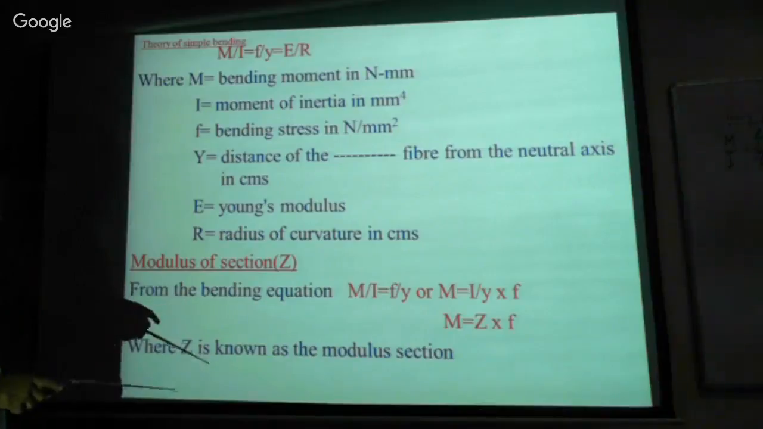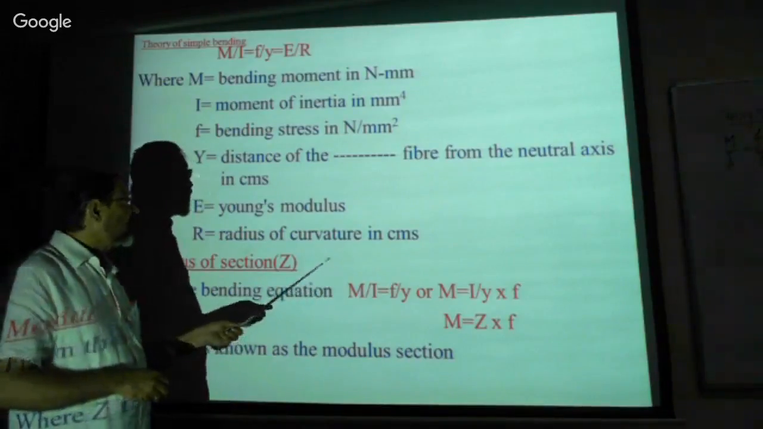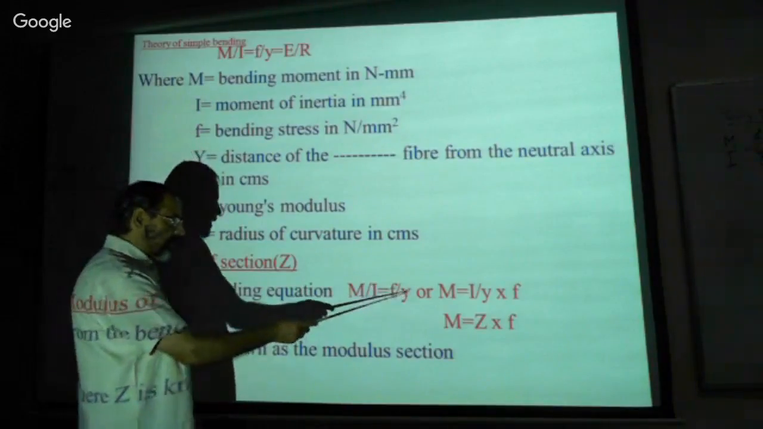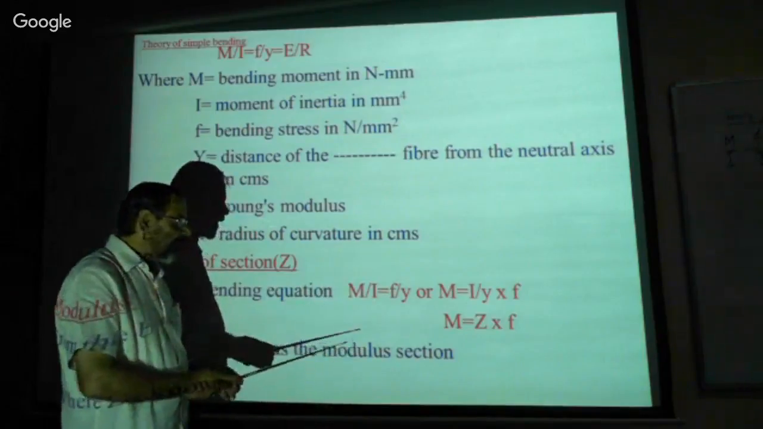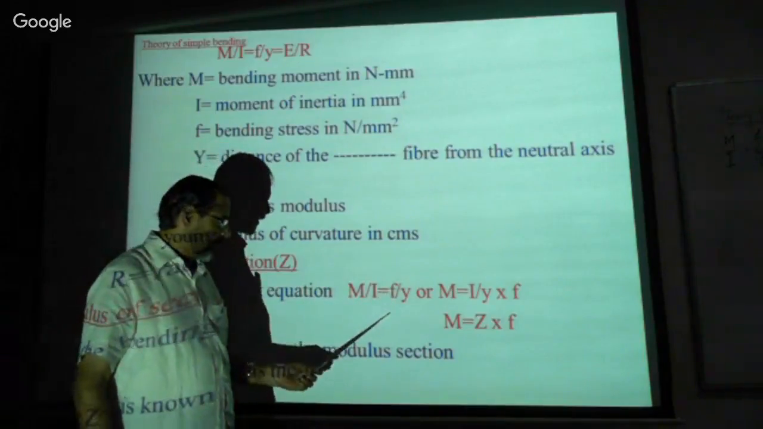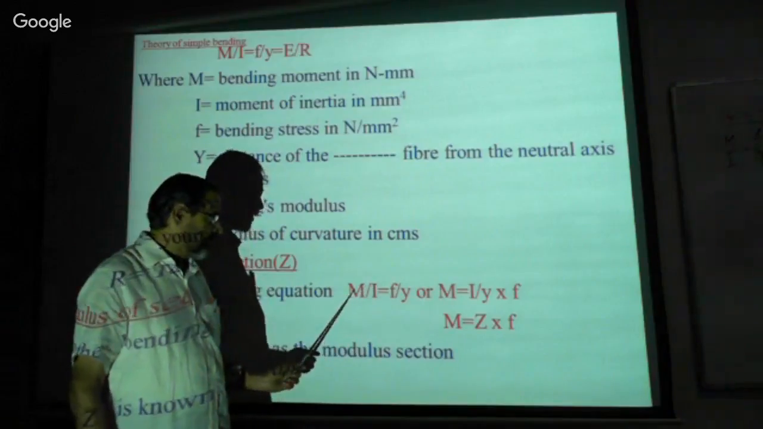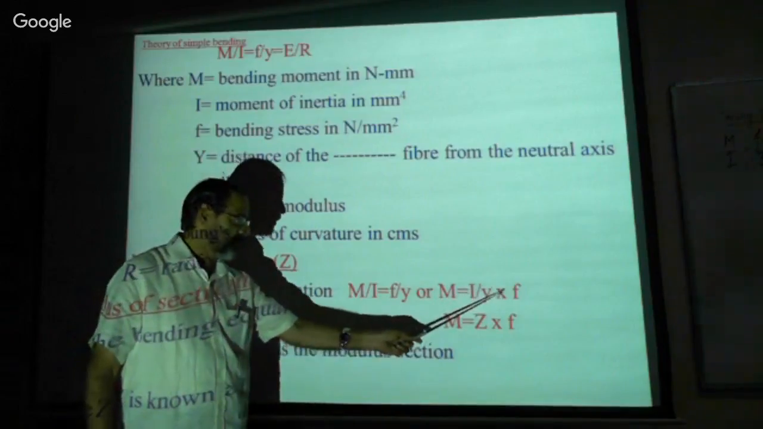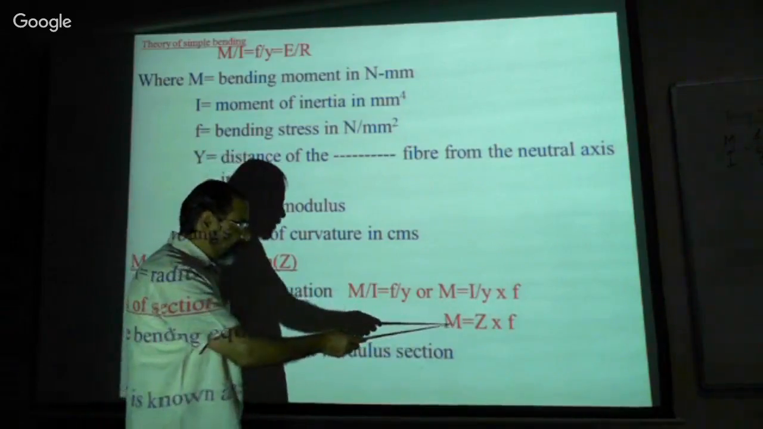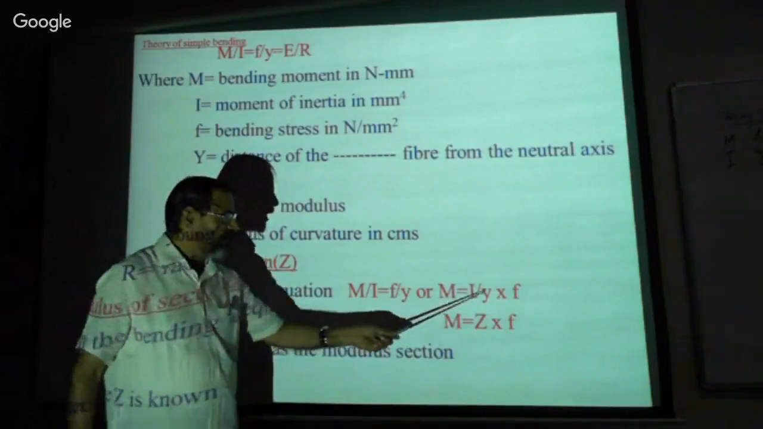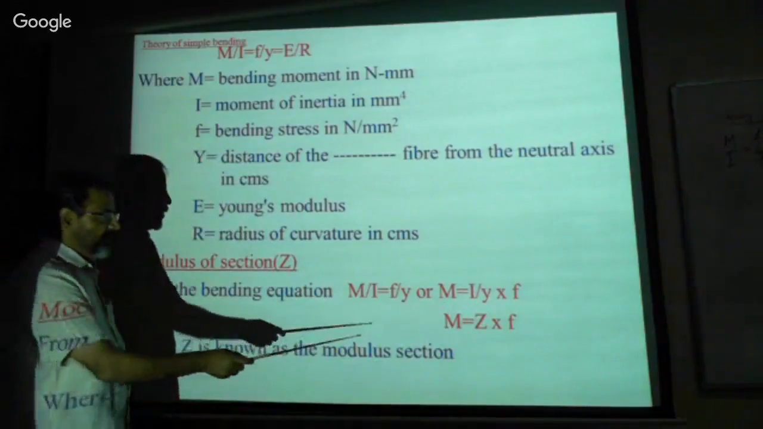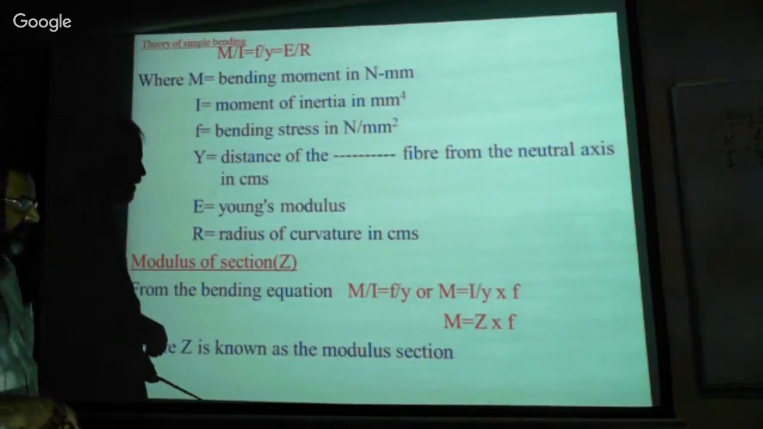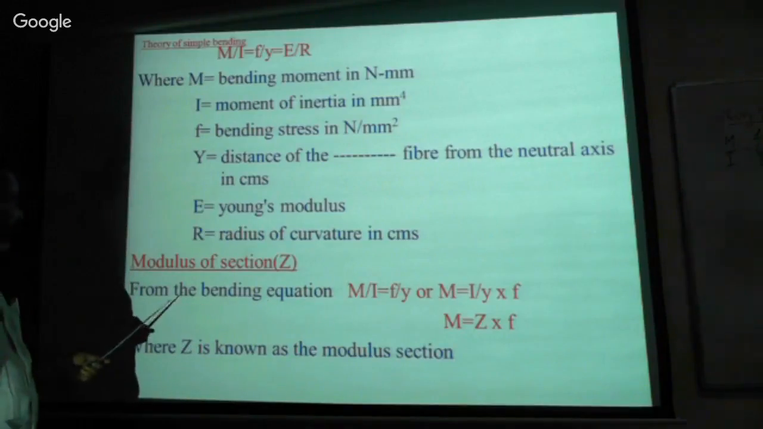Now the section modulus. From the equation M by I is equal to F by Y is equal to E by R, we will take these two terms, M by I is equal to F by Y. Keeping M and sending I to the right side, we get M is equal to I by Y into F. Here I by Y is equal to Z. This is called the modulus of section.